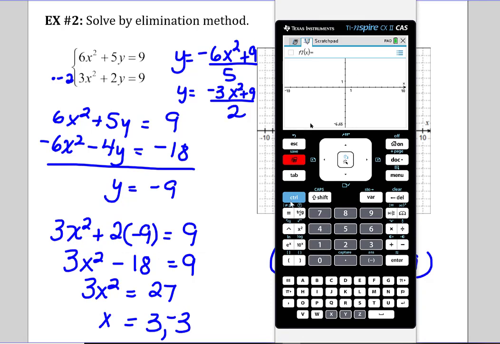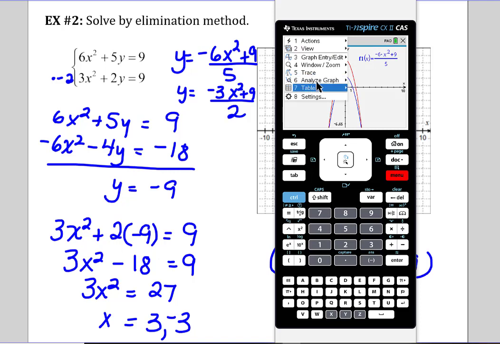So we have negative 6x squared plus 9 divided by 5. And then move that out of the way. The second equation is negative 3x squared plus 9 divided by 2. Move that out of the way.